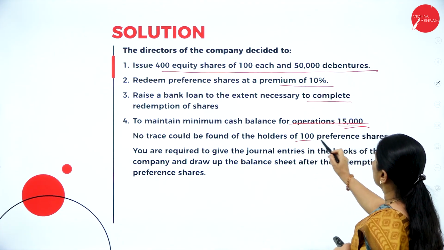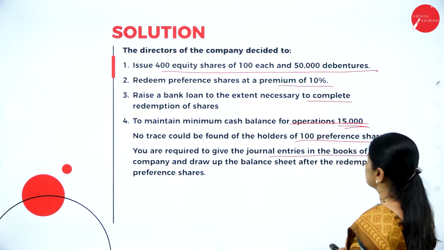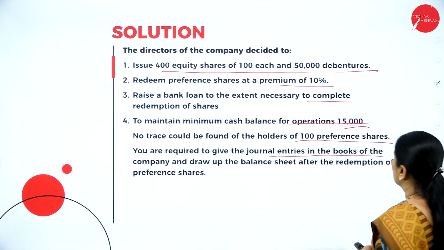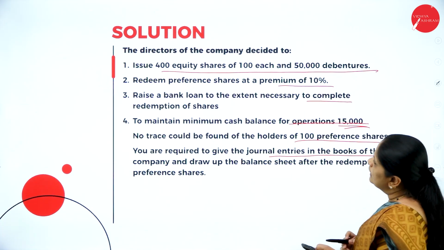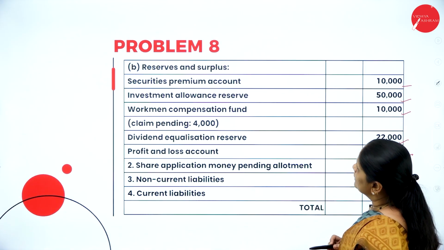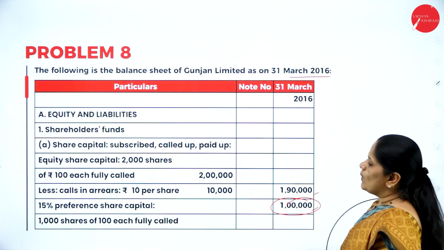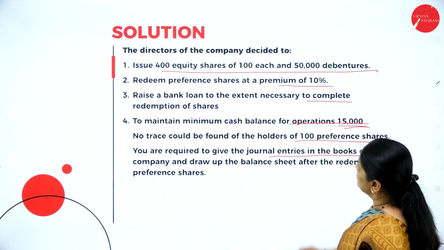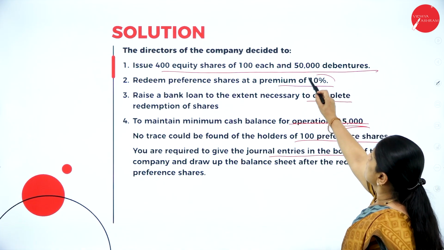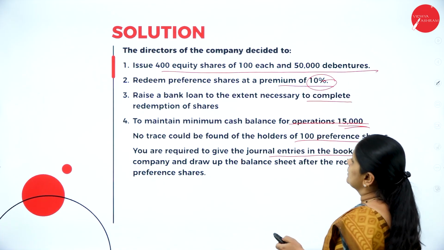No trace could be found of 100 preference shareholders. You are required to give journal entries in the books of the company and draw the balance sheet after the redemption of the preference shares. Now let us see what is the value of preference shares here. So preference share capital is 1 lakh. It is being redeemed at a premium of 10%. So premium of 10% means it is 1,10,000.